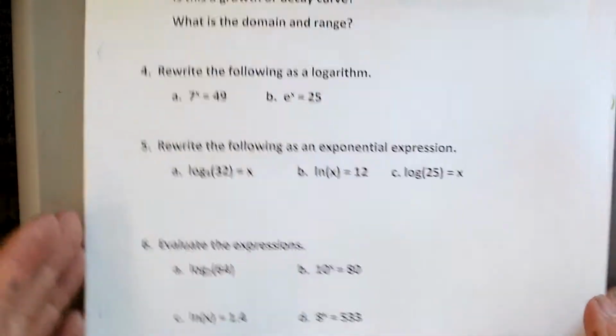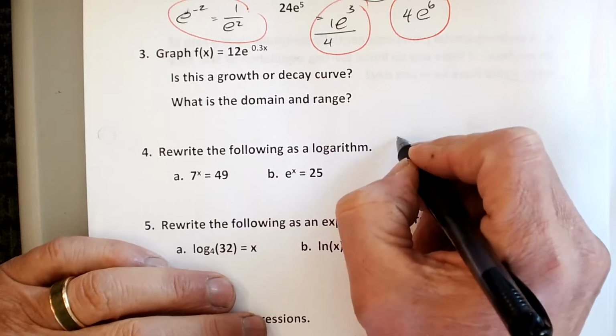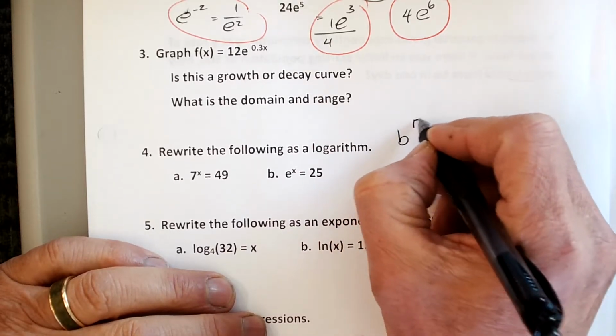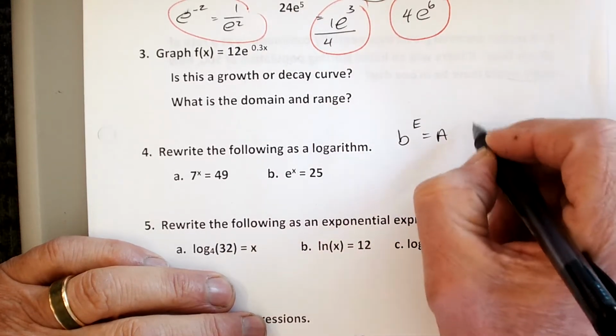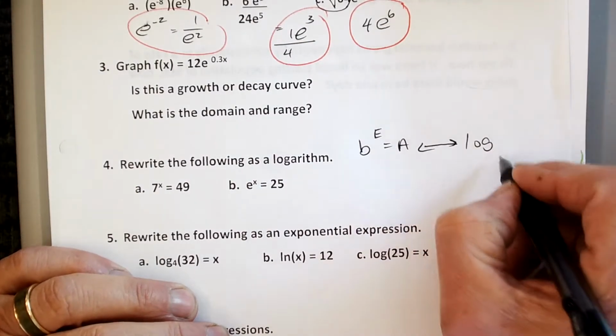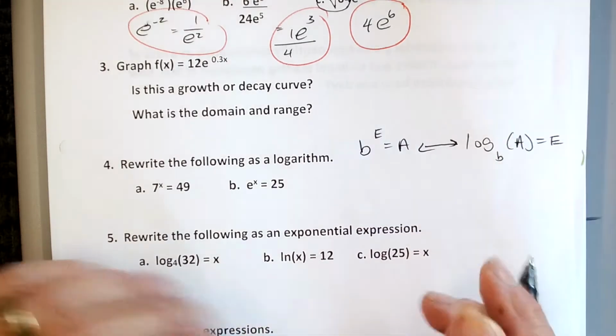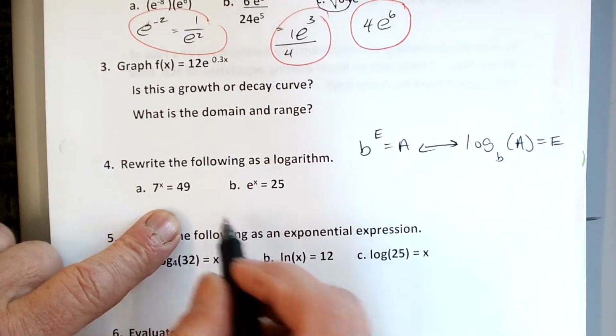Number 4, rewrite as a logarithm. Okay, so I know I've got these rules. If I have my base to an exponent equals an answer, I hope these are in your notes somewhere, I can rewrite that as log of some base of my answer equals my exponent. So I'm going to rewrite this.